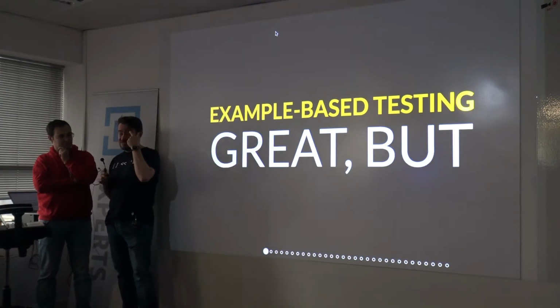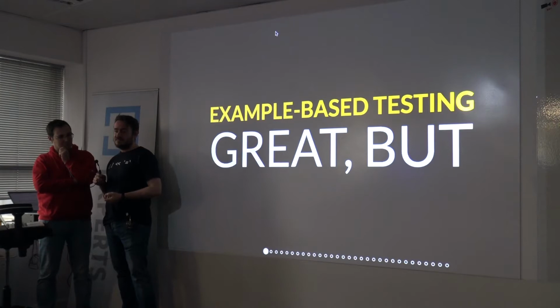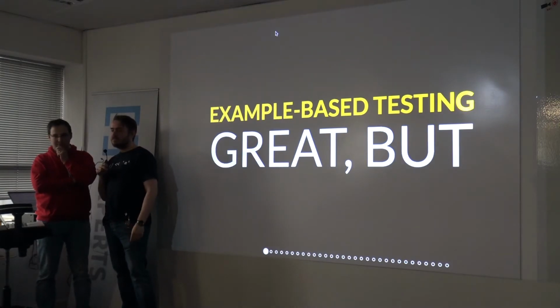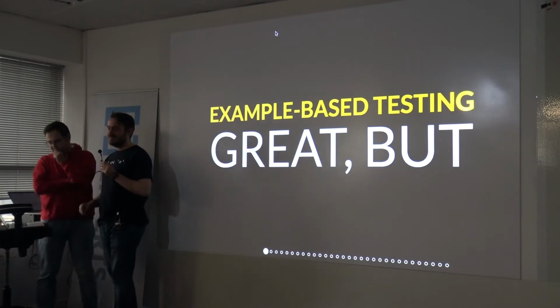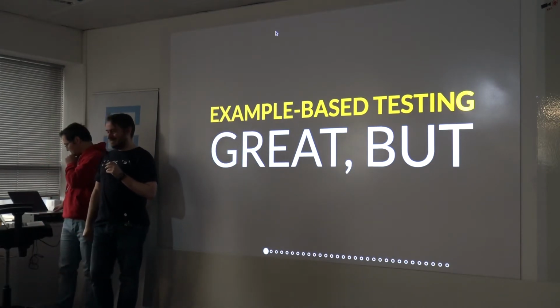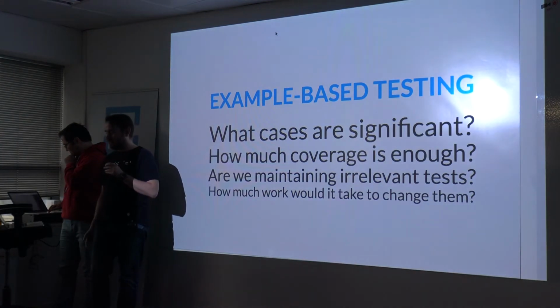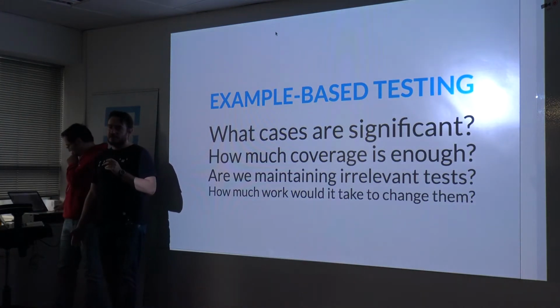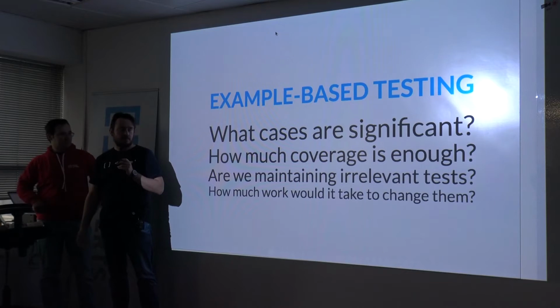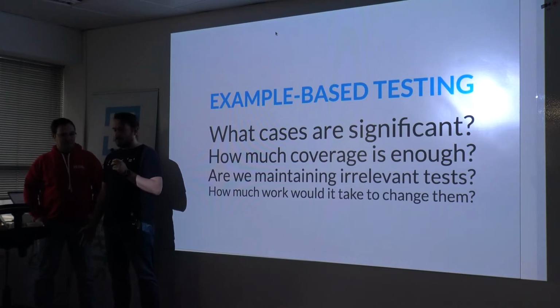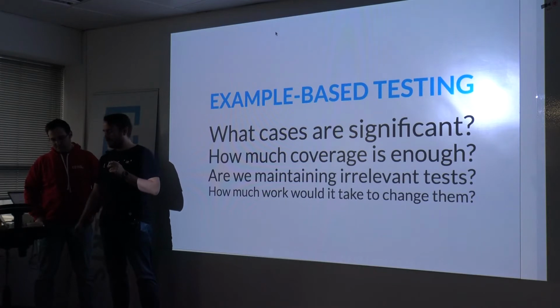Example-based testing is great, but there are a few downsides to it. Can you think of any limitations that you've run into? You don't know all the cases. You can't do all the cases. You can't imagine all the cases. You can't really get all the coverage that you want, and you have to think about which cases are significant. How much coverage is enough? How many tests do I have to write to get the level of confidence that we expect? And after you write a bunch of tests, how many of those are actually relevant? And how much work would it take to change them if the requirements change?